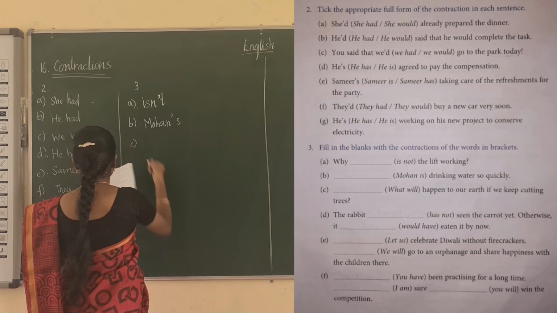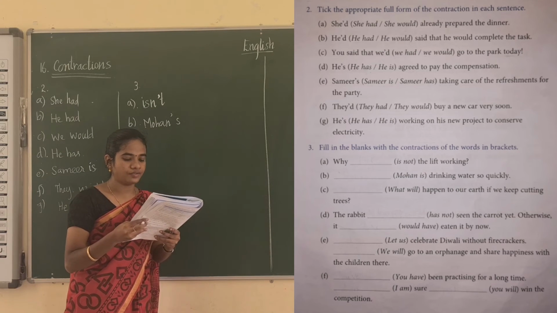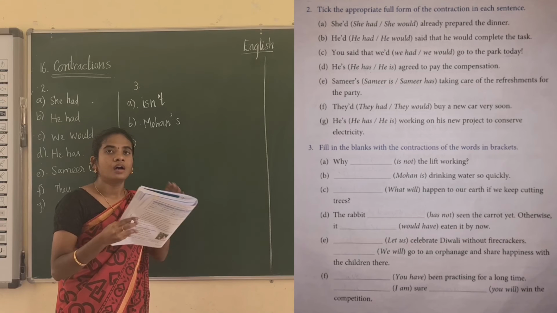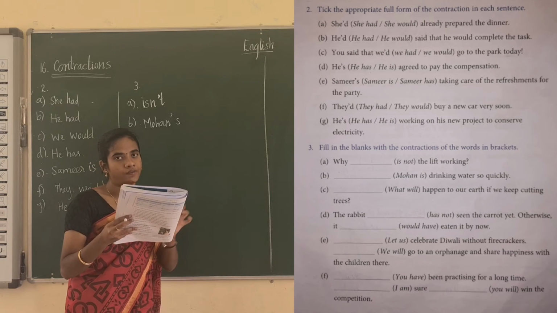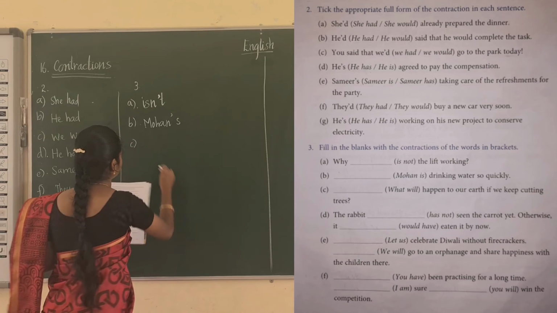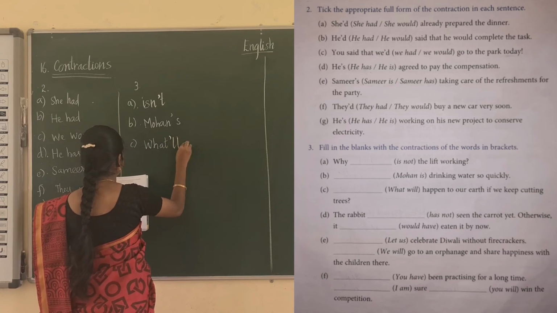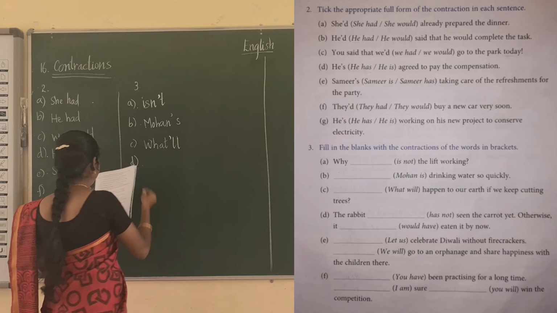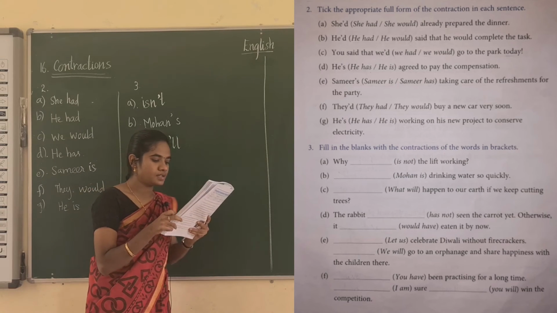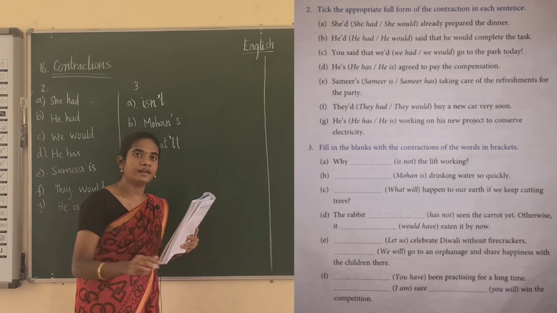See this next one. Dash happen to our earth if we keep cutting the trees. The expanded form is what will. How can we shorten and write what will? What will. The rabbit dash the carrot ate. Here has not. How can we write hasn't.